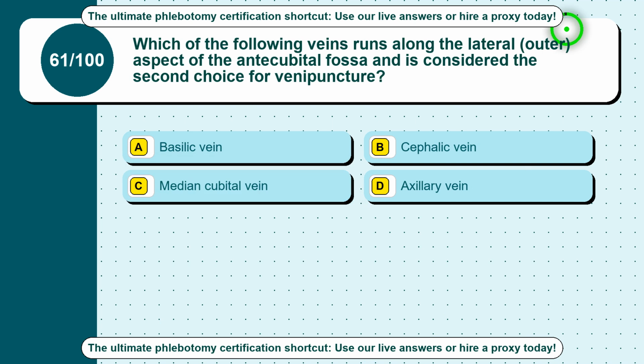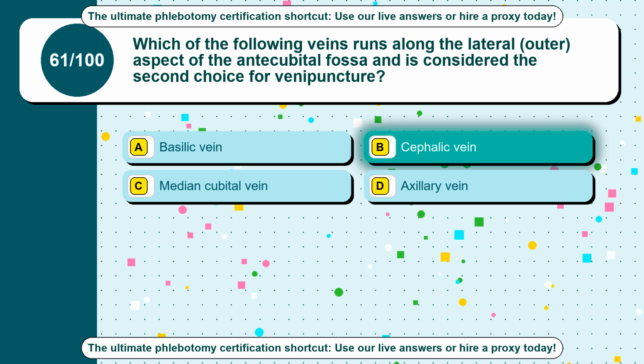Question 61. Which of the following veins runs along the lateral, outer, aspect of the antecubital fossa and is considered the second choice for venipuncture? Option A, basilic vein. Option B, cephalic vein. Option C, median cubital vein. Option D, axillary vein. The correct answer is option B, cephalic vein.